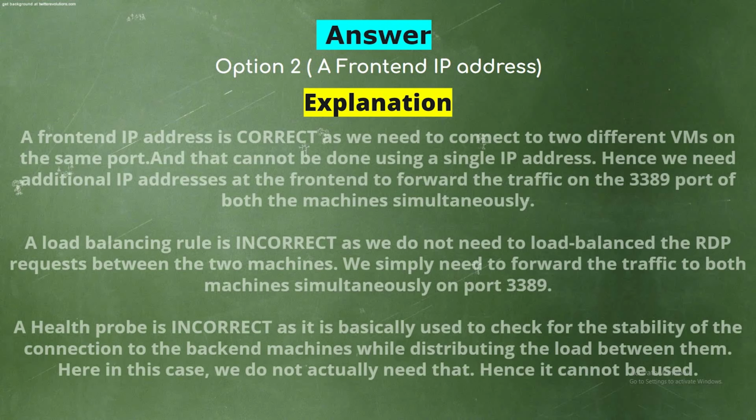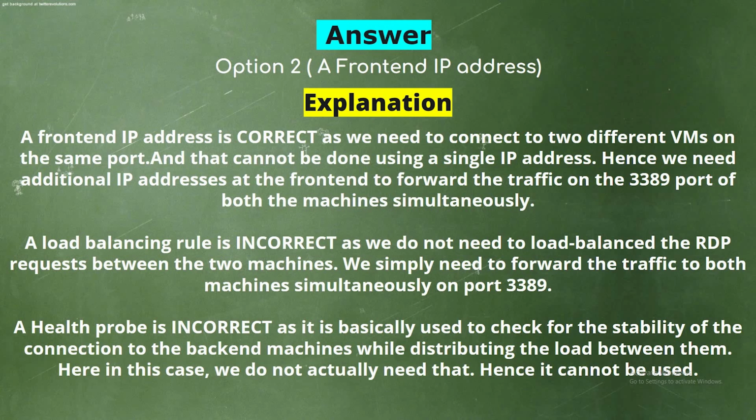Explanation. A front-end IP address is correct, as we need to connect to two different VMs on the same port, and that cannot be done using a single IP address. Hence, we need additional IP addresses at the front end to forward the traffic on the 3389 port of both the machines simultaneously. A load balancing rule is incorrect, as we don't need to load balance the RDP request between the two machines. We simply need to forward the traffic to both machines simultaneously on port 3389.